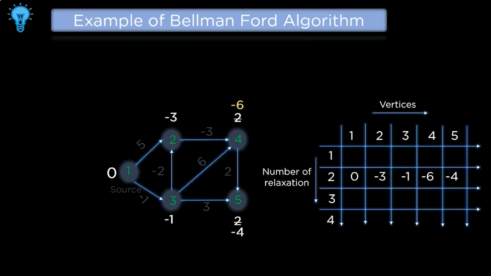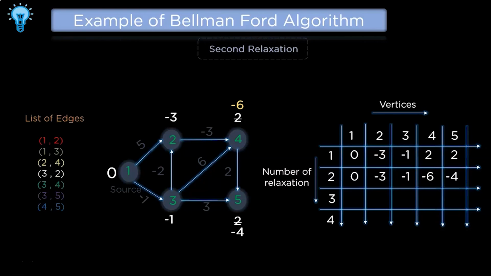Now let us move into the second relaxation. From the 1 to 2 edge, the cost is 0 plus 5, which is equal to 5, greater than minus 3. So we will not replace it. From the 1 to 3 edge, the cost is 0 plus minus 1, which is equal to minus 1. But we already have minus 1 at vertex number 3. So we will not update it. Now we have weight minus 3 for the 2 to 4 edge. So the cost is minus 3 plus minus 3, which is equal to minus 6. And minus 6 is less than 2. So we will replace it by minus 6.